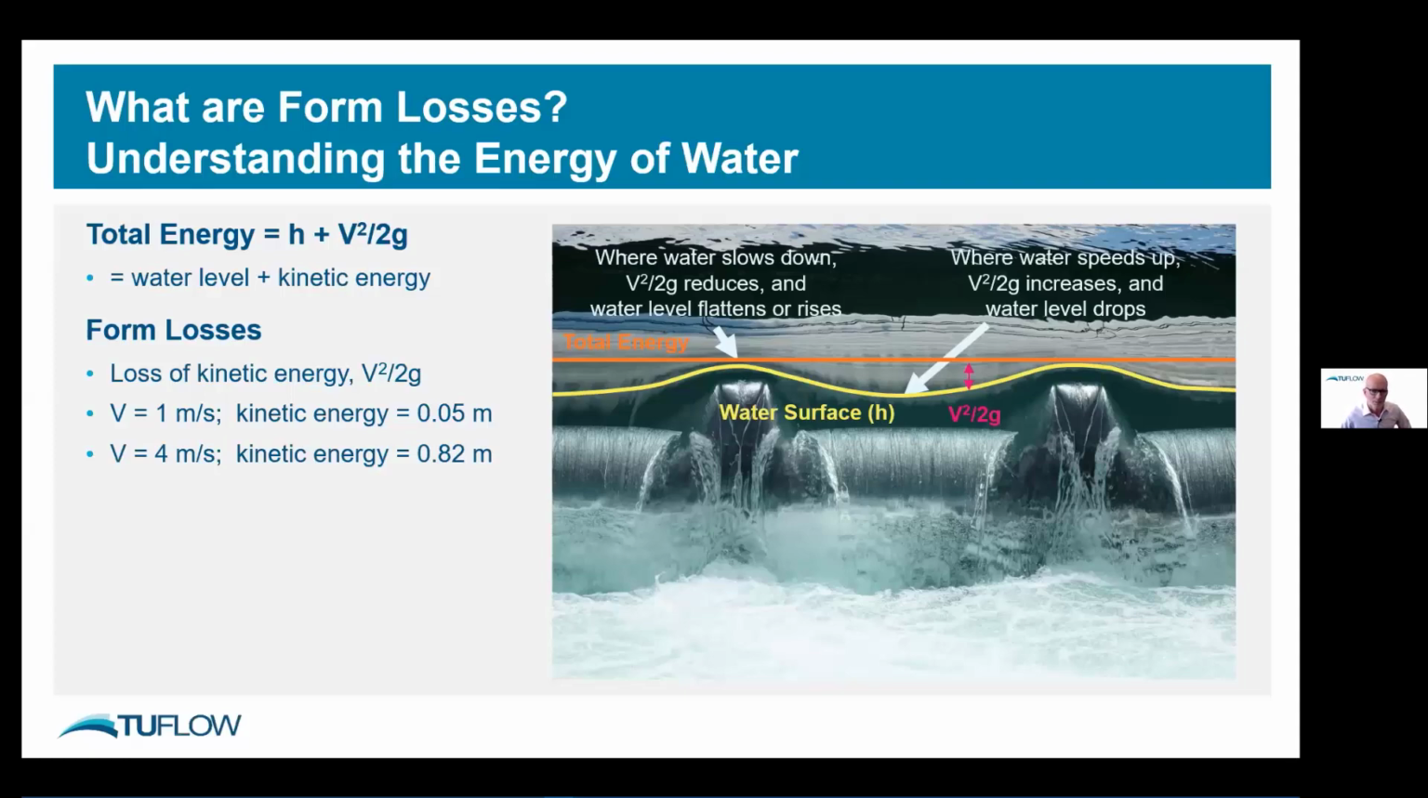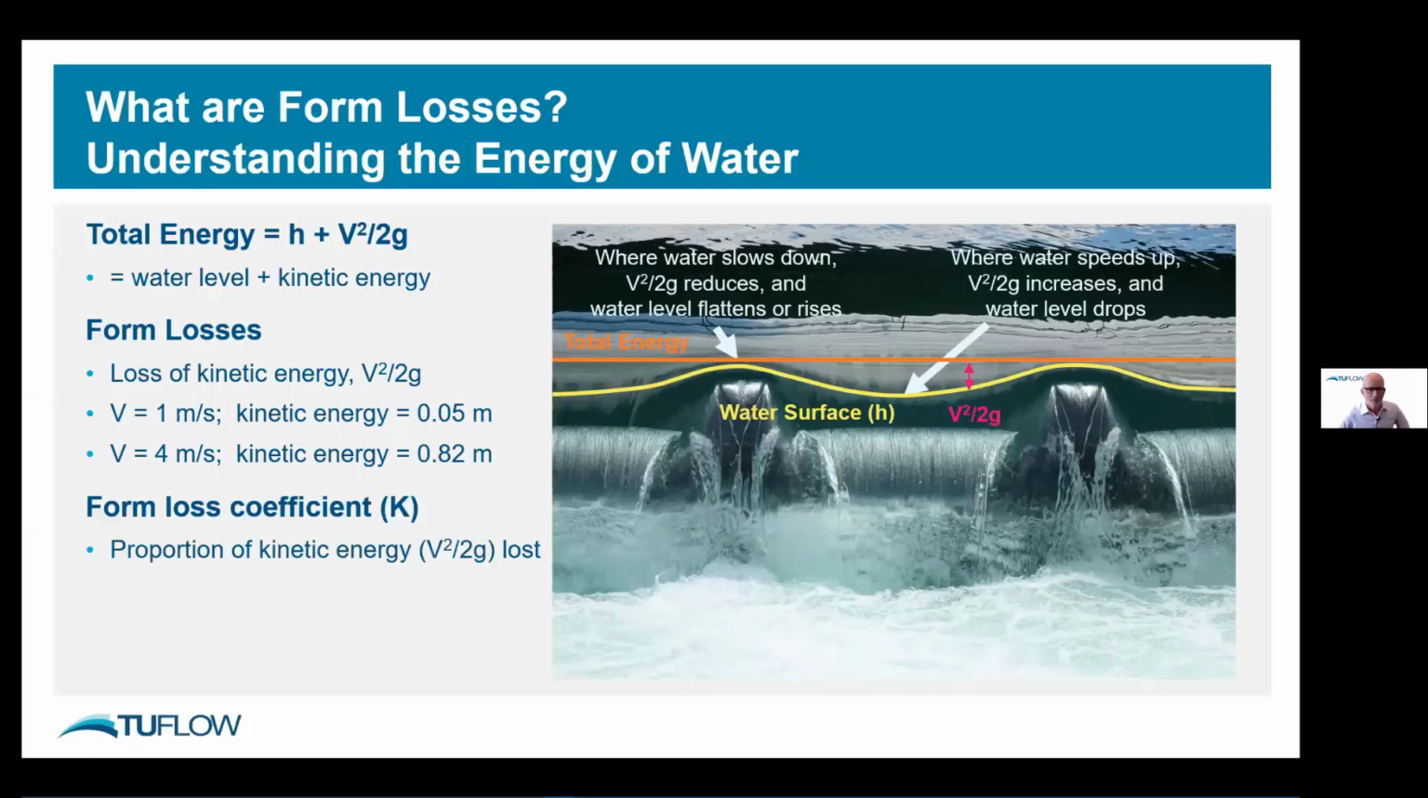And it's important to keep V squared on 2g in your mind, because that velocity squared is the killer. If your water is only moving 1 meter per second, your kinetic energy is only about 5 centimeters. It's not an awful lot of energy to lose there. But if your velocity is ripping along at 4 meters per second, as many faster flowing rivers will be, you're getting close to 1 meter of kinetic energy to be lost. So that's a lot of force, a lot of energy to be lost.